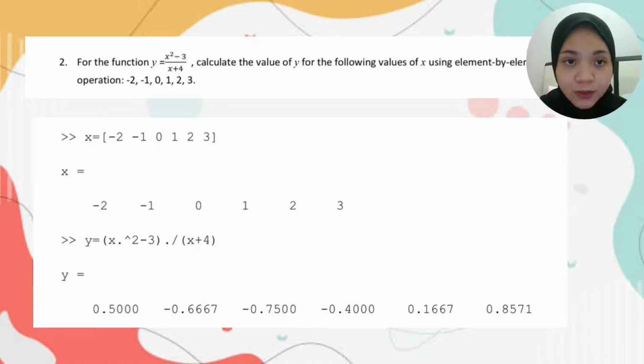Next, for question number 2 on chapter 3, the question is for the function y equal to x squared minus 3 over x plus 4. Calculate the value of y for the following values of x using element by element operation, -2, -1, 0, 1, 2, 3. The question is the same as the question before. So firstly, type the x value, which is -2, -1, 0, 1, 2, 3, and press enter. After this value appears, type the function.